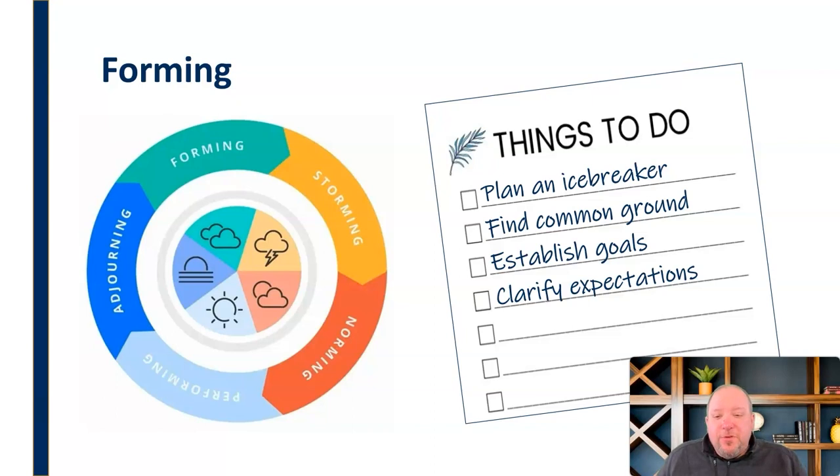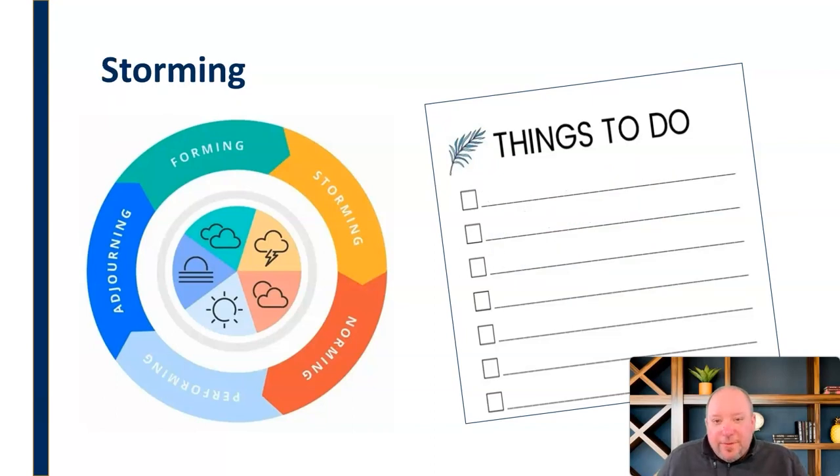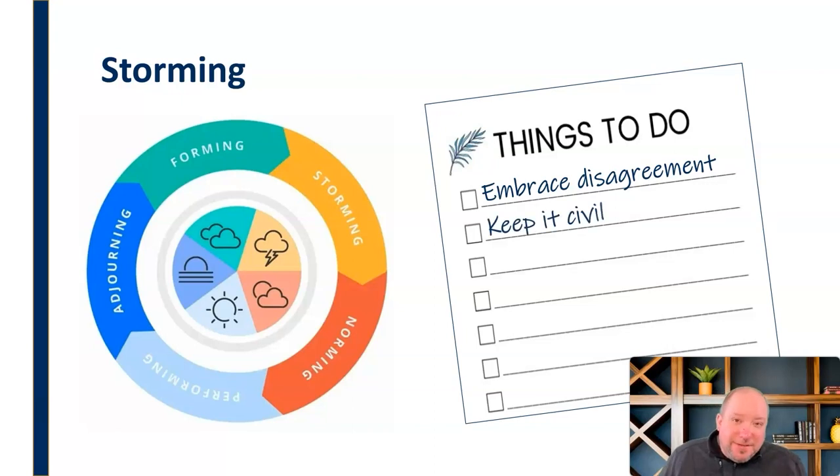Okay. So once we get through the forming stage, we get into storming. And there are a few things we need to accomplish in this stage as well. A few things we ought to identify and get done. First of all, we've got to be willing to embrace disagreement in this stage. It's okay to disagree. Bringing diverse perspectives and diverse ideas is a good thing in a group. So we want to embrace the disagreement, but at the same time, we want to keep it civil.